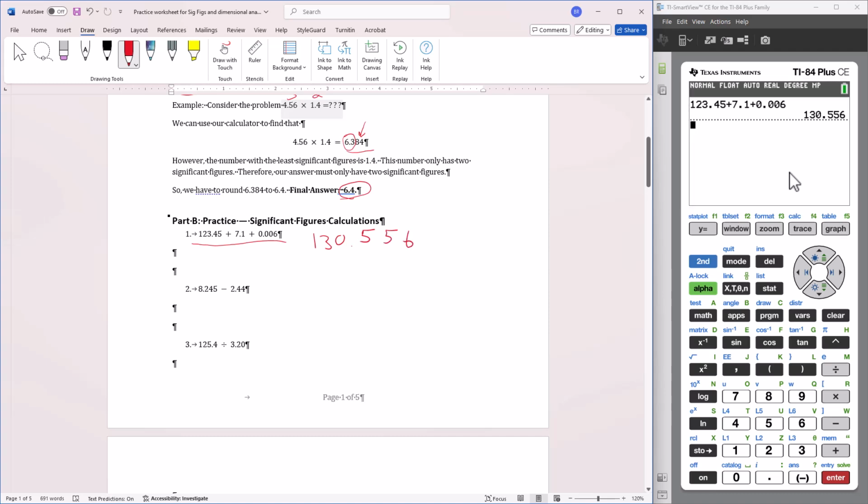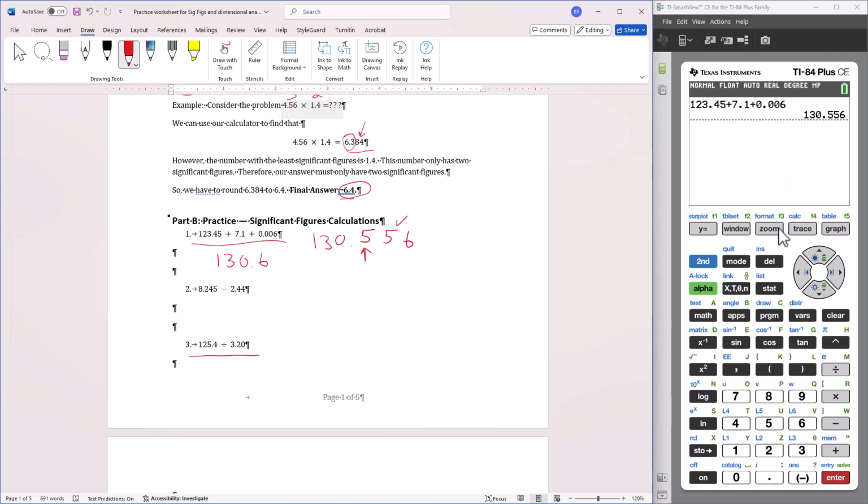Once again, we need to round to the tenths decimal place, so we need to round to here. We want to look at this number because that will tell us how to round. Since this number is 5 or higher, we want to round up, and that will give us 130.6. The other one I want to do is this problem right here.